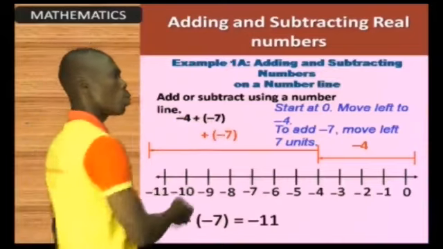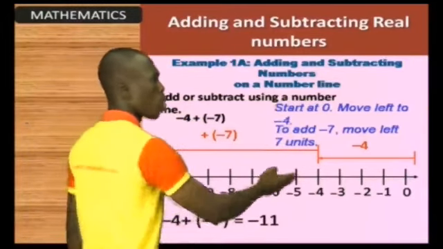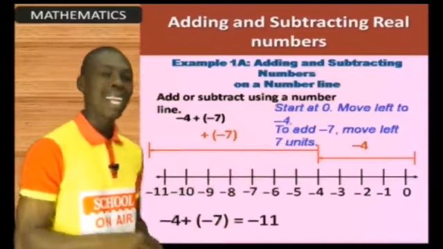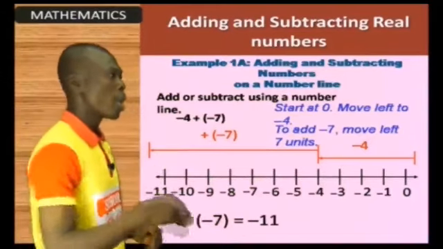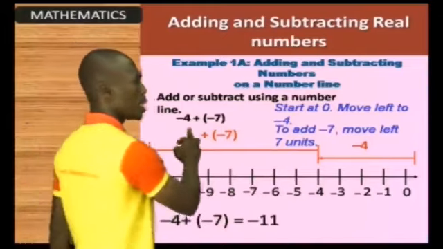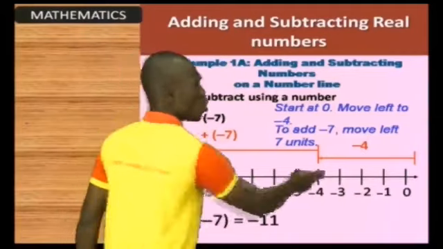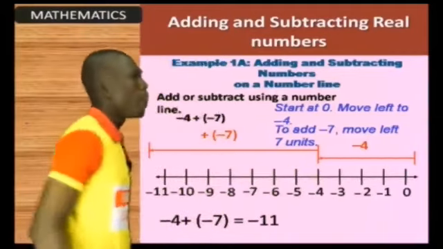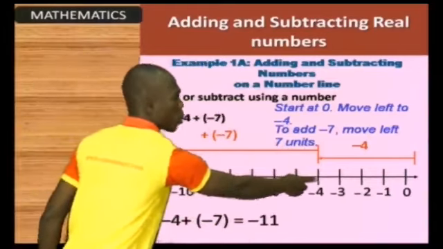After drawing our number line, you start from 0 and begin to move left. Remember, we have said when you are adding a negative value, you move to the left. When you are trying to model that on your number line, you move to the left. And when you're adding a positive, you move to the right. So here we are adding a negative value, minus 4, from point 0. So I move from point 0 to the left to point minus 4.